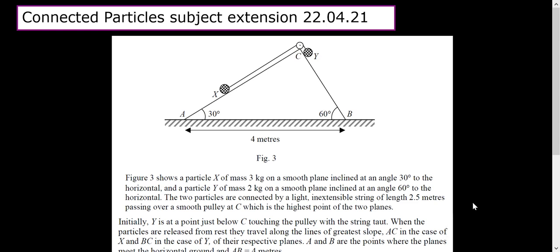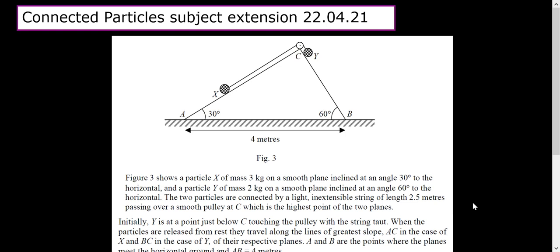Good morning. So we have a connected particle subject extension today, and as you can see from the question, it's quite an interesting question because it's very different to a lot of the connected particles questions that you have seen before, which primarily focus on inclined planes with a particle dangling off the end, or a bench with a particle dangling off the end, or even two particles connected on a horizontal plane.